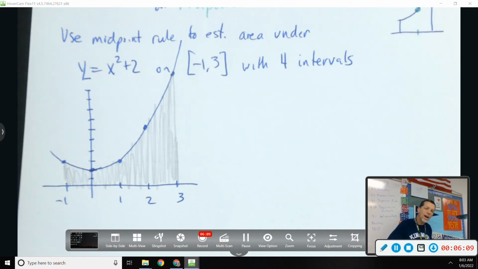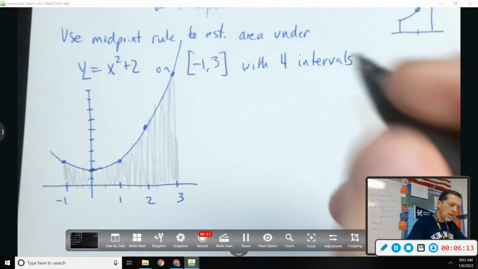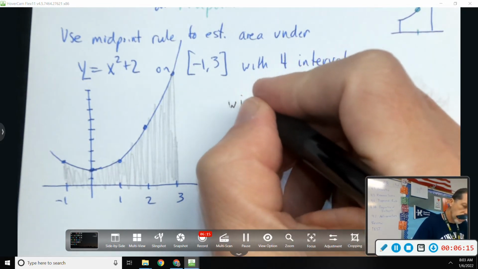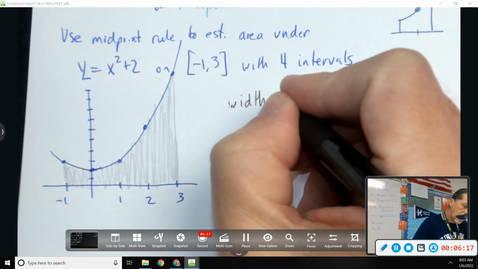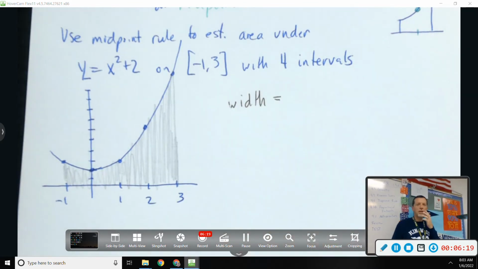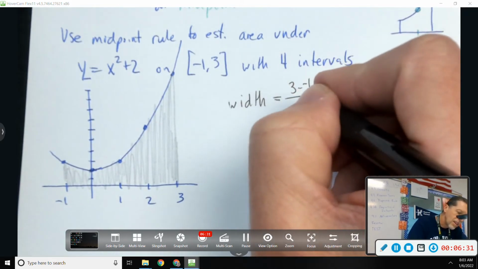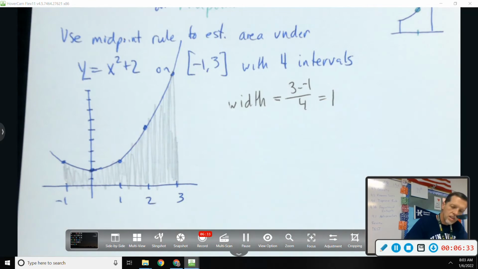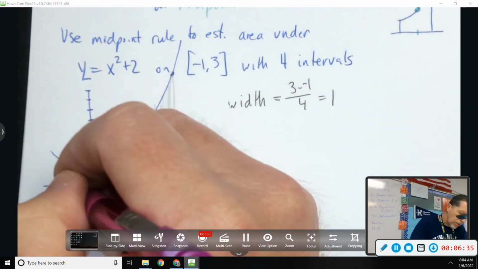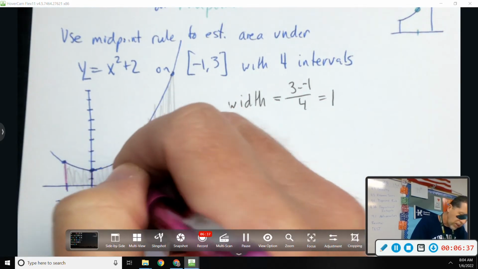How wide are my rectangles? How wide is each rectangle going to be? I'm going from negative 1 to 3, and I want 4 rectangles. They'll each be 1, so that's kind of nice. So we divide it into 4 rectangles.